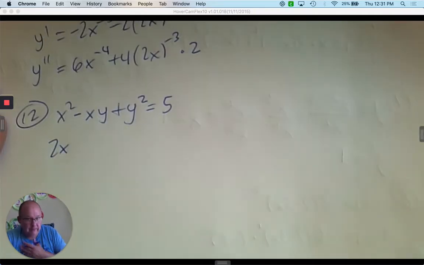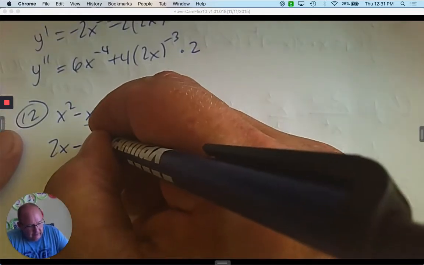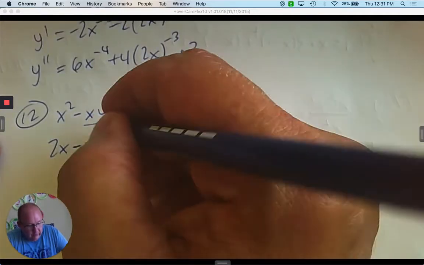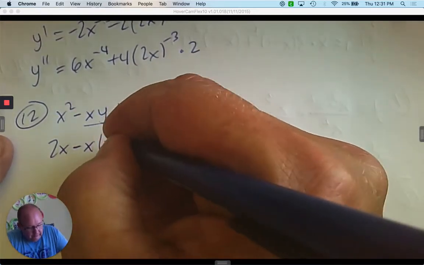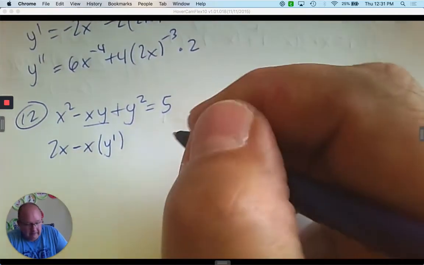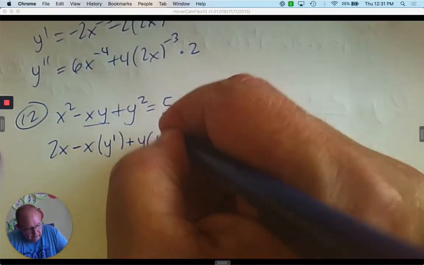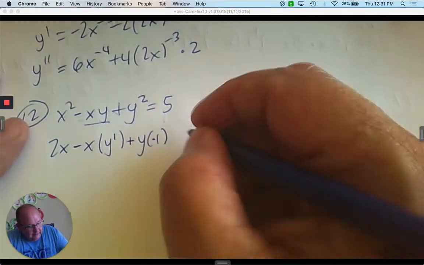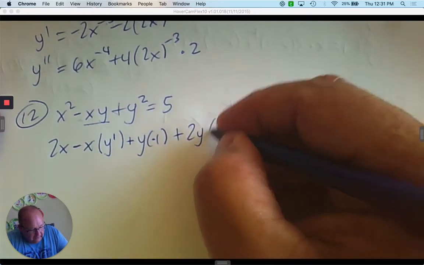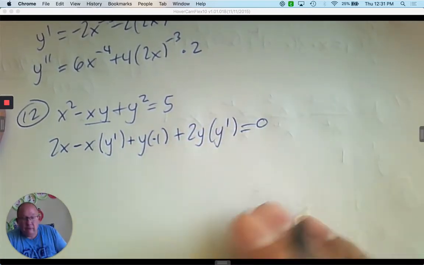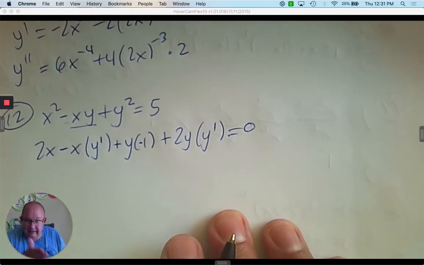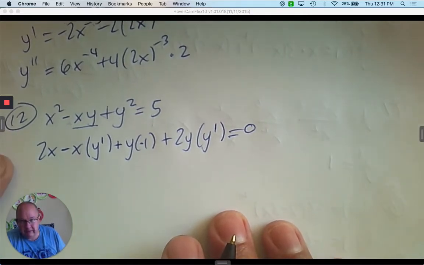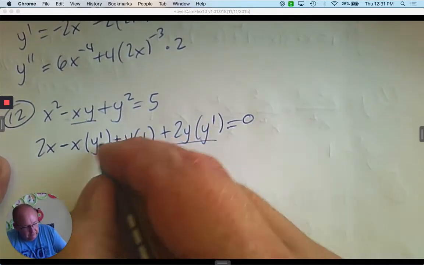Now be careful. xy means product rule. xy beside each other means product rule. That's the first times the derivative of the second. Now the derivative of y is 1, but it needs the hook. And that hook is y prime, or dy by dx, plus the second times the derivative of the first. And that should be a negative 1 for the negative x. The derivative of y squared is 2y, but it needs the hook y prime. So whenever you're taking the derivative and it has a y in it, it needs that extra hook of y prime when we do that.